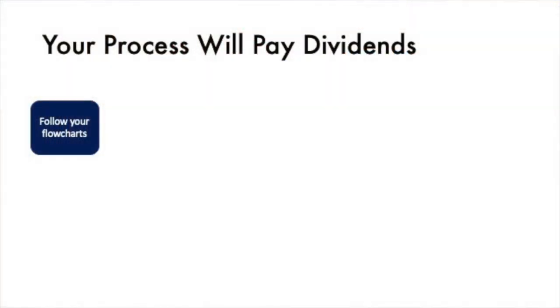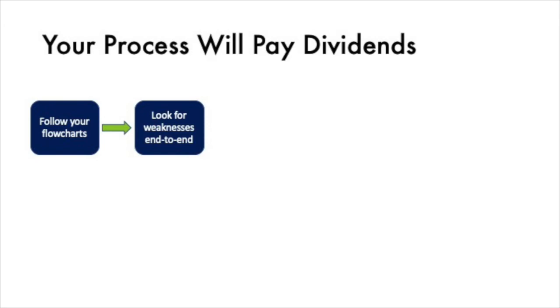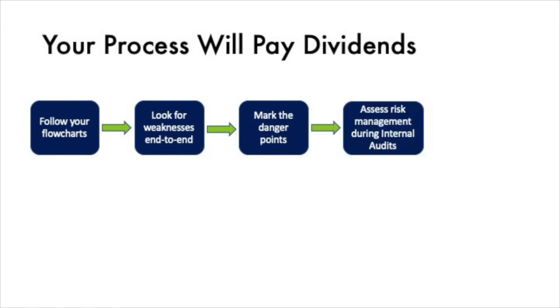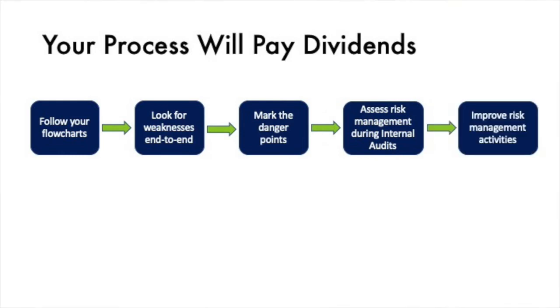So if we look at the overall process we want to create, we would start with following your flowcharts. Then, during the following of the flowcharts, we'd look for weaknesses, mark the danger points, figure out how to assess risk management during your internal audits, and then based on the scores that you gave it, you could get an improvement program happening for your risk management activities.